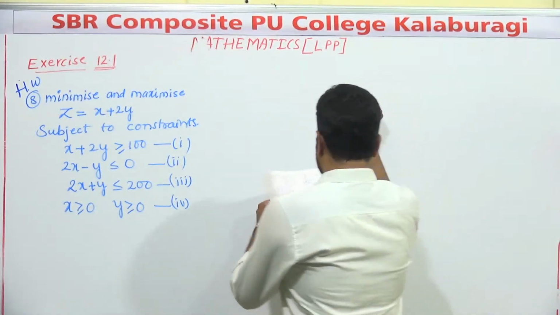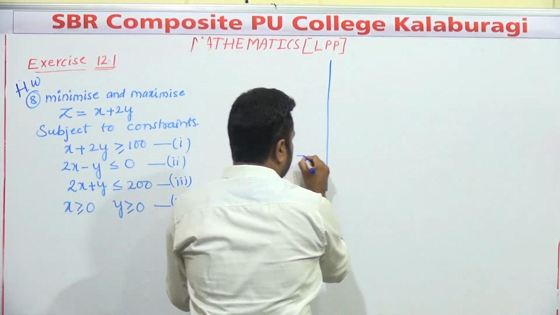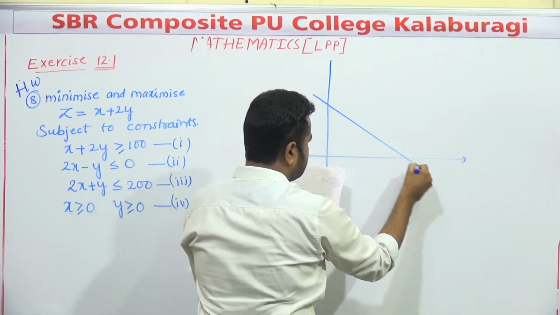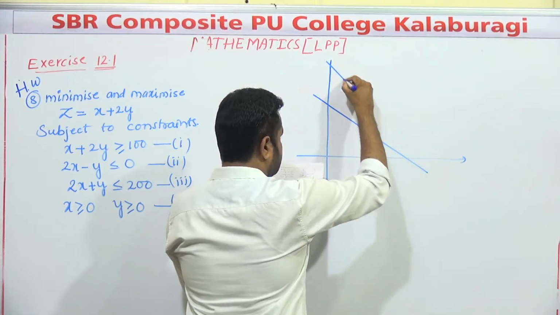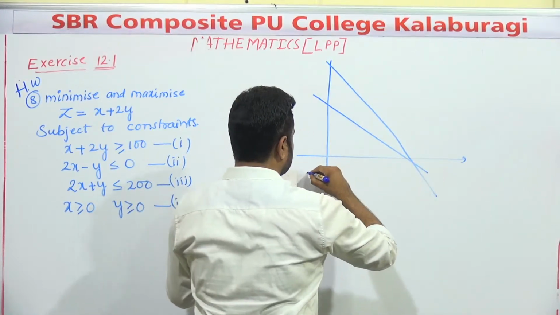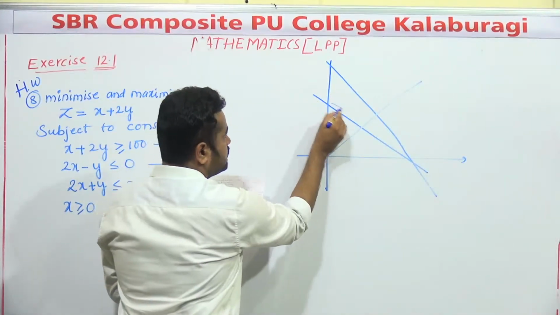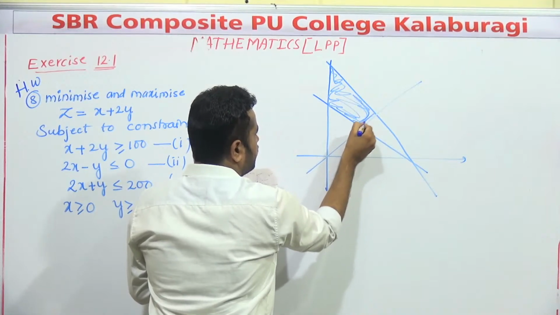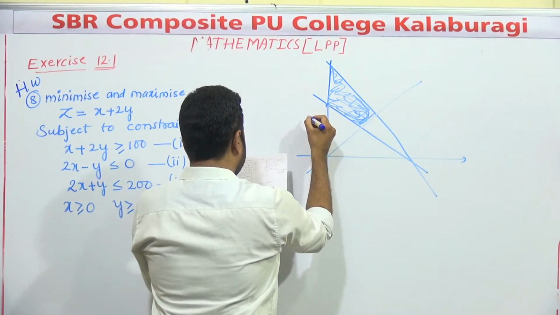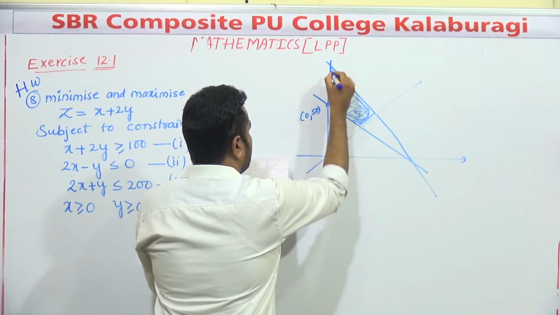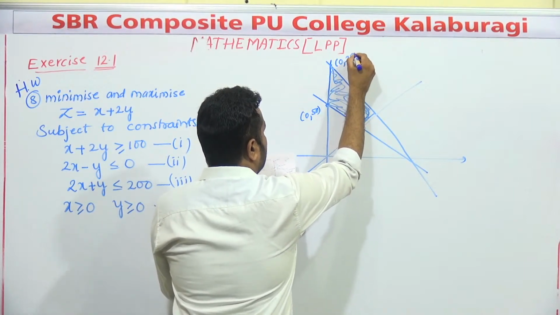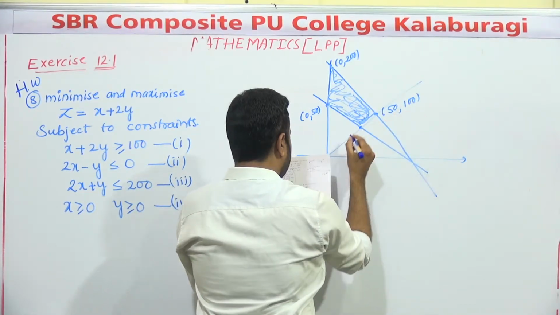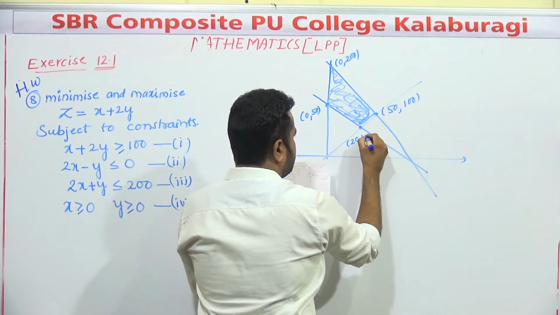And we'll get the graph like this. We'll get the feasible region here. Here we get the feasible region, and this point is 0, 50, and here this point is 0, 200, and this point is 50, 100, and this corner point is 20, 40. Okay.